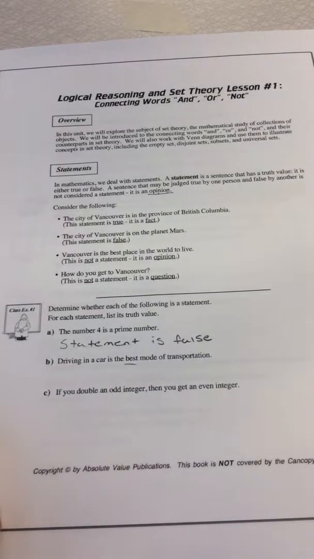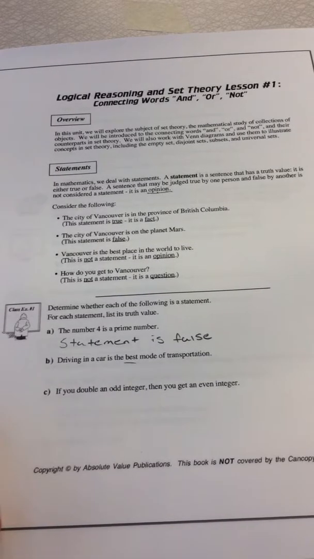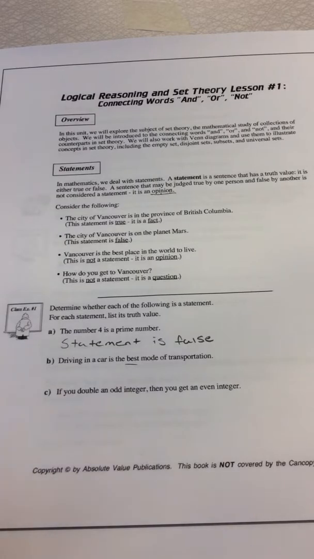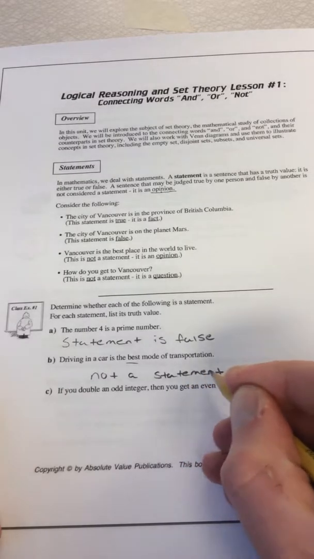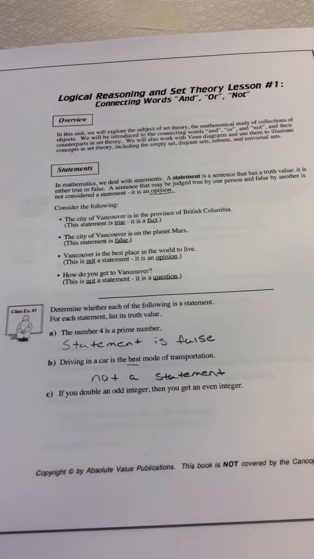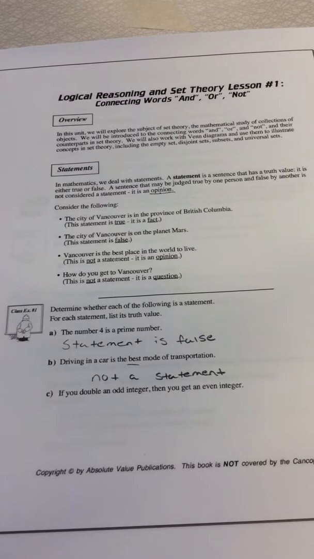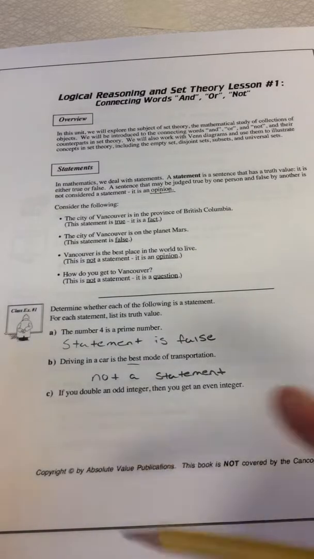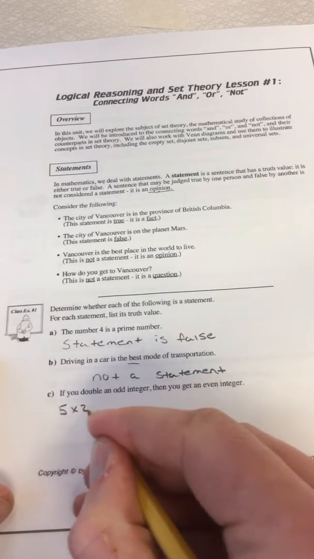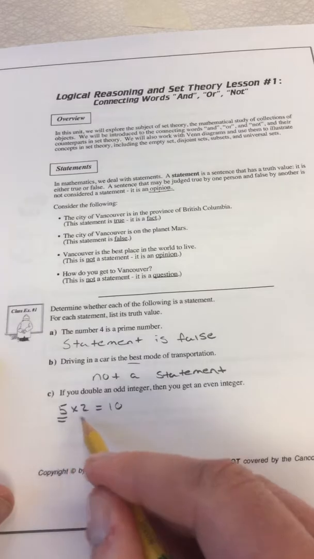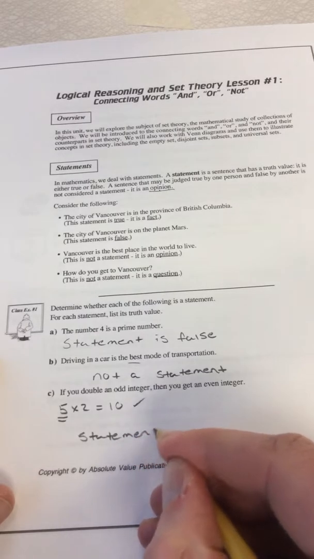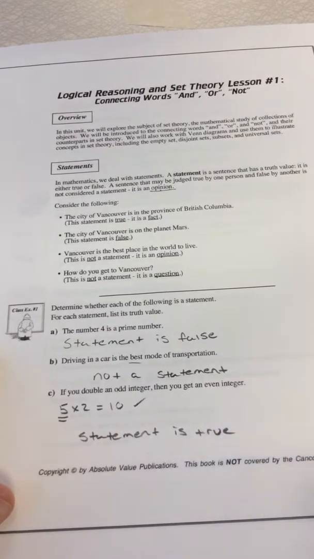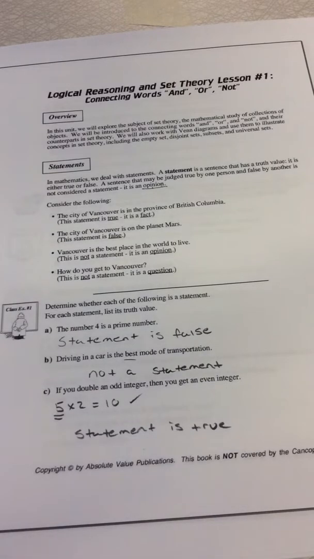Okay, driving a car is the best mode of transportation. Well, as soon as I said best mode of transportation, this is going to be an opinion, so it's not a statement. If you double an odd integer, then you get an even integer. So let's do a quick example here. 5 times 2 is 10. 5 is an odd integer, then I doubled it, I get 10. Well, that is true. So this statement is true.